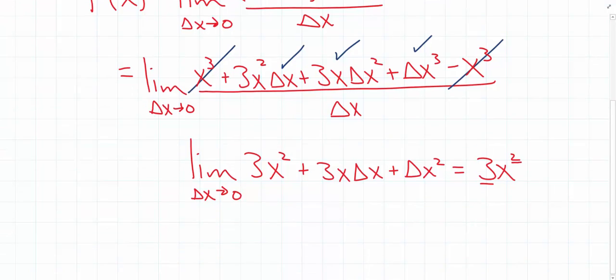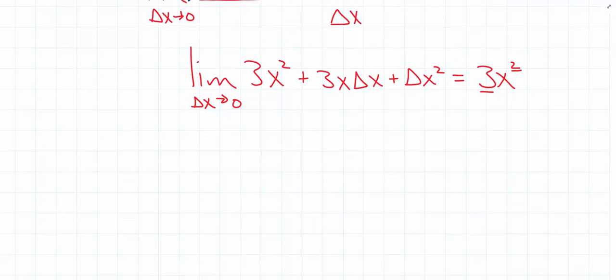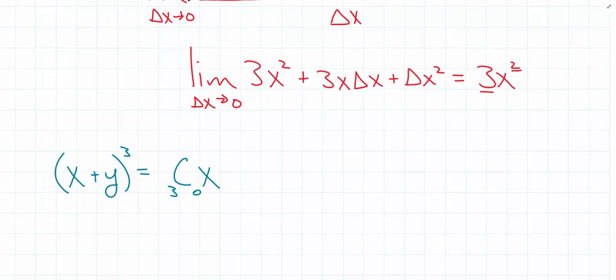Now, here's the thing. Whenever you expand a binomial, you can think about the binomial expansion theorem. For example, instead of a delta x, let me just use x plus y. If I were going to expand that out, I'm going to have 3 things taken 0 at a time, and this is going to be x to the third.